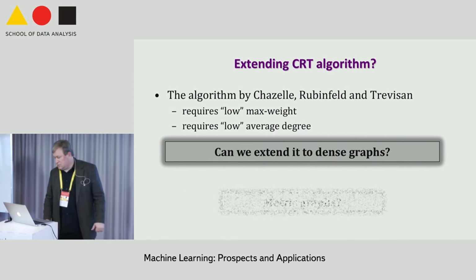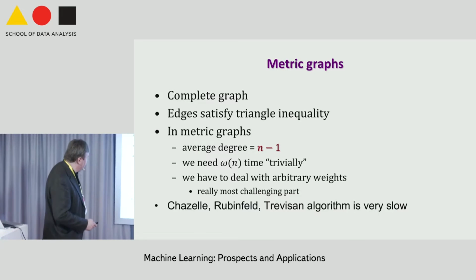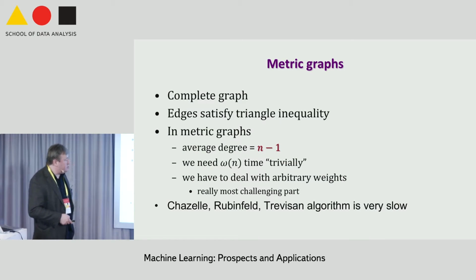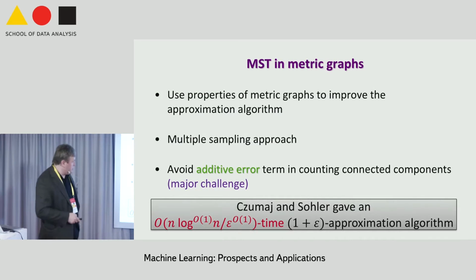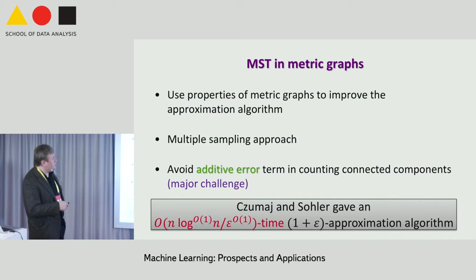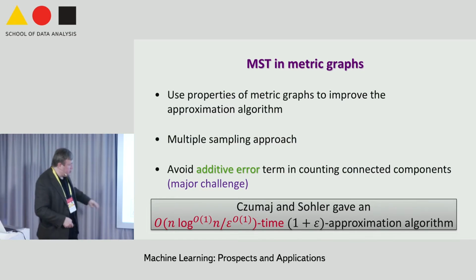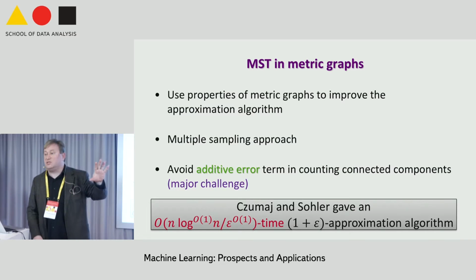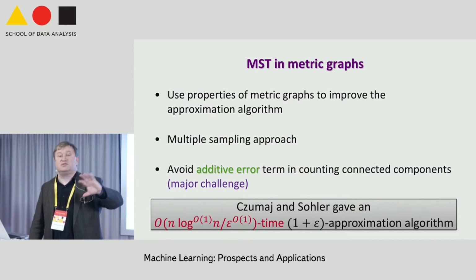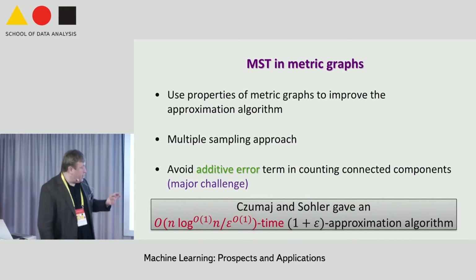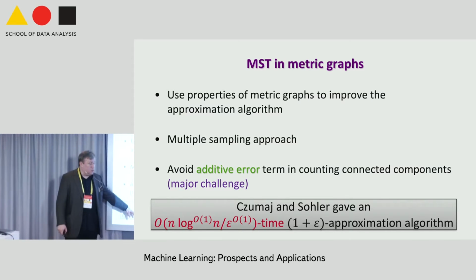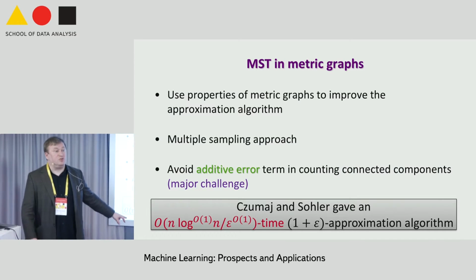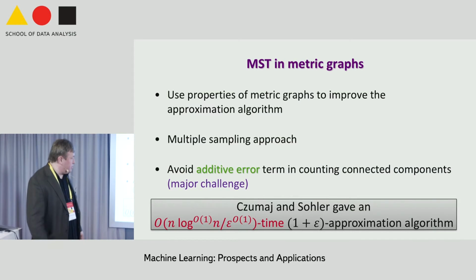Now, I was expecting to have more time, but one can extend this result to some extent to graphs satisfying the triangle inequality. So a graph satisfying the triangle inequality is a complete graph, so n squared edges, where we have the triangle inequality, so something like a metric. And then in time n polylog n, we can find a 1 plus epsilon approximation of the minimum spanning tree weight, which is sublinear.